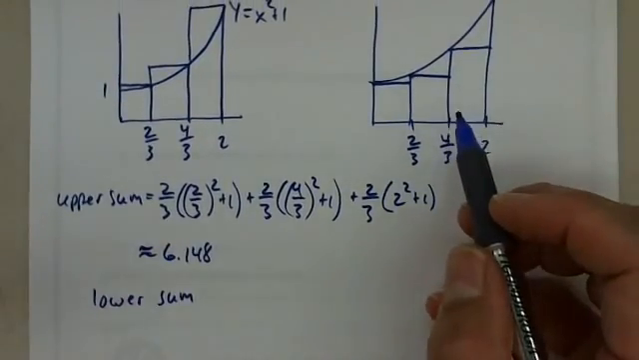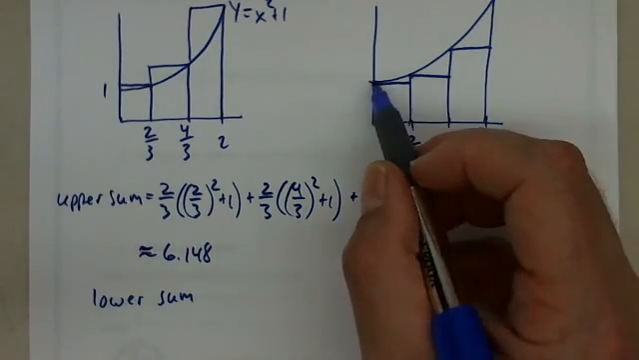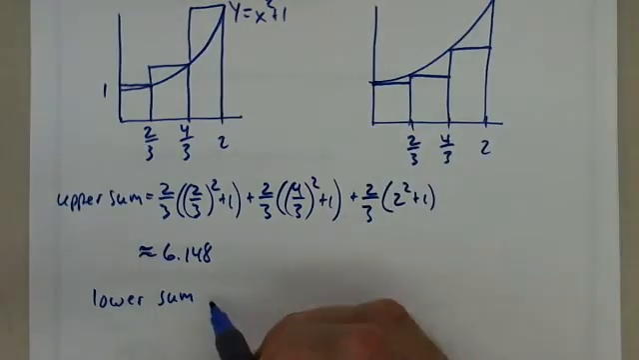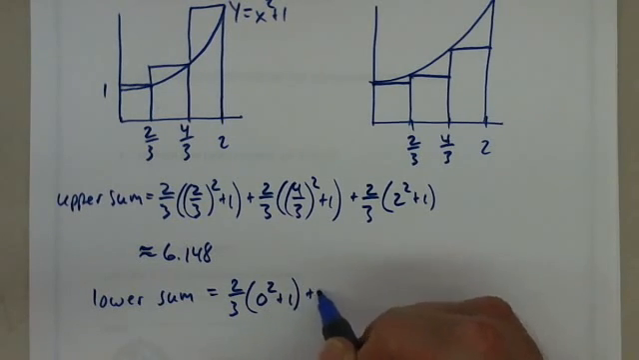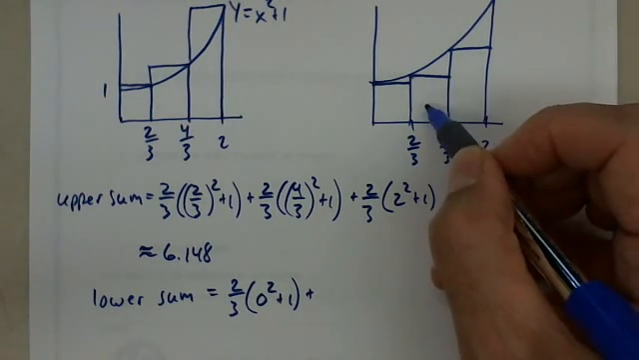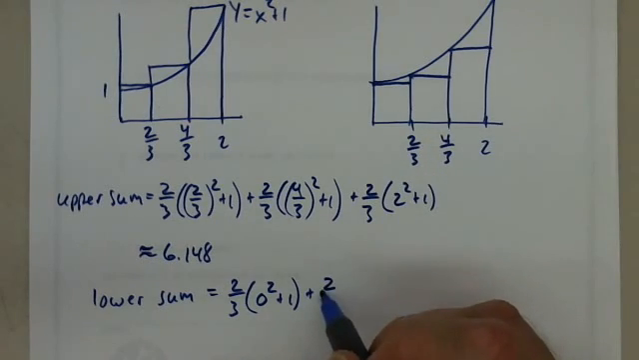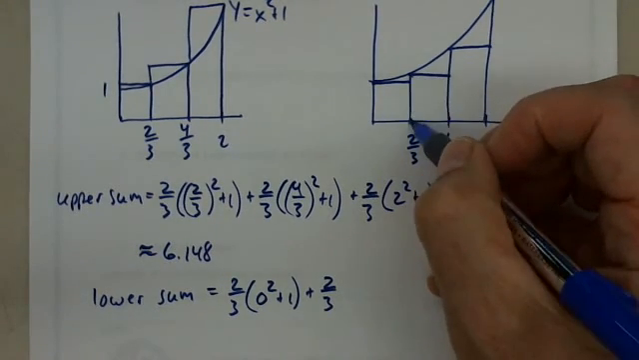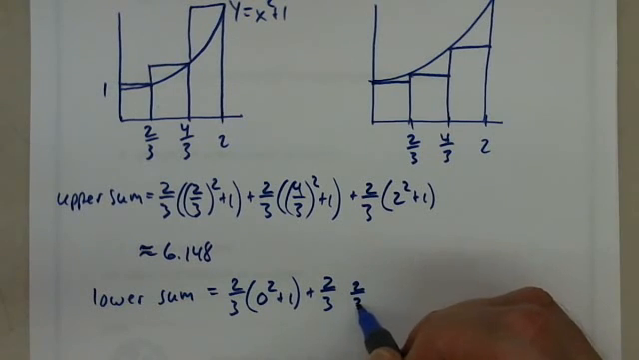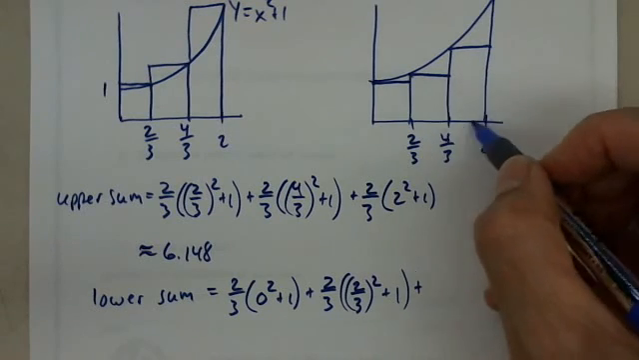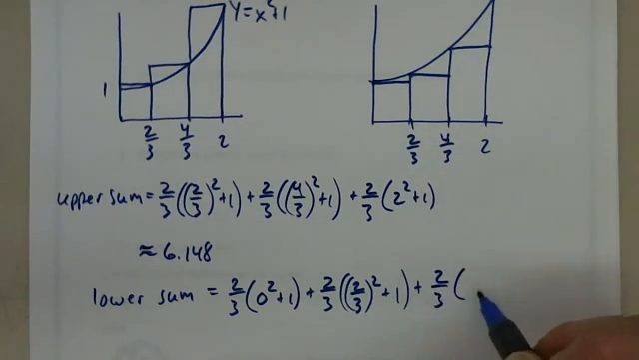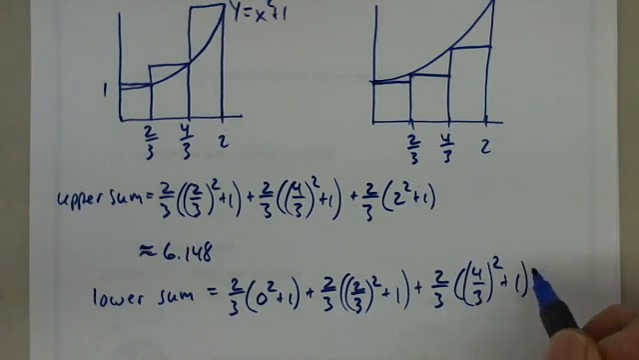Lower sum, we'll use this one. The base is 2/3, and now the height is occurring at 0. The height is going to be 0 squared plus 1. The area of this rectangle is base 2/3. Height is going to be 2/3 squared plus 1. And over here, the base 2/3. The height is 4/3 squared plus 1.